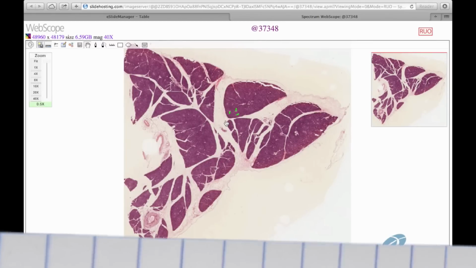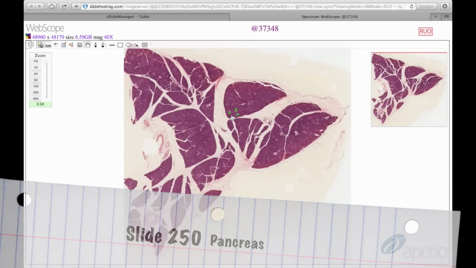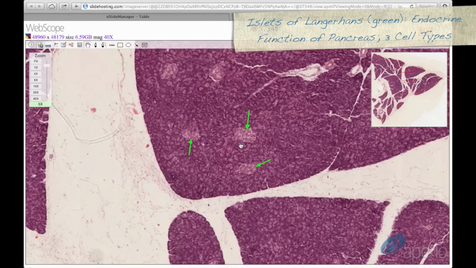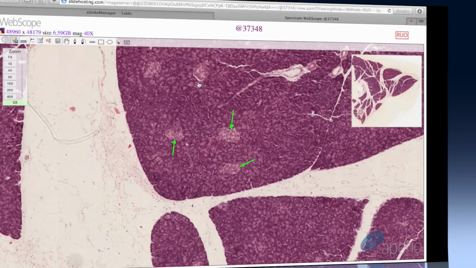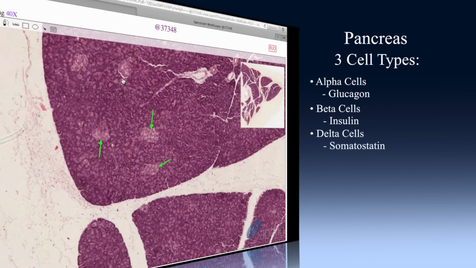We're now looking at slide 250, which is a section of the pancreas stained with H&E. You've already studied the pancreas, but let's take another look at the islets of Langerhans, several of which are indicated by the green arrows. These islets of Langerhans contribute the endocrine function of the pancreas and are composed of 3 important cell types: alpha cells that produce glucagon, beta cells that produce insulin, and delta cells that secrete somatostatin. Note that with H&E, you can't tell which cell is which.